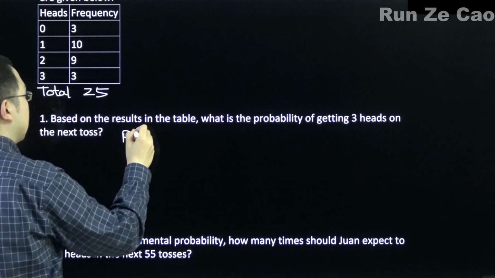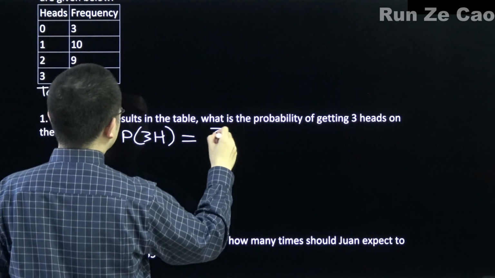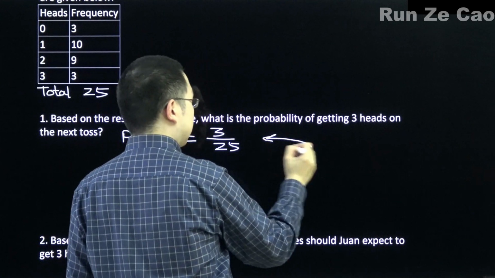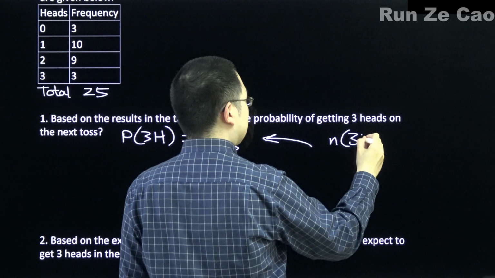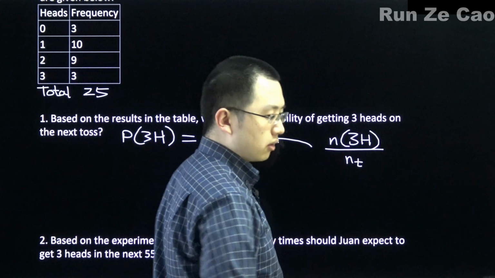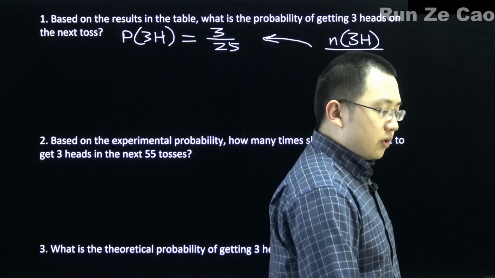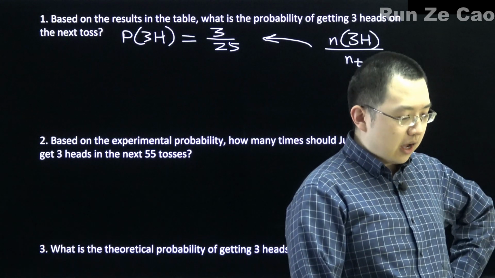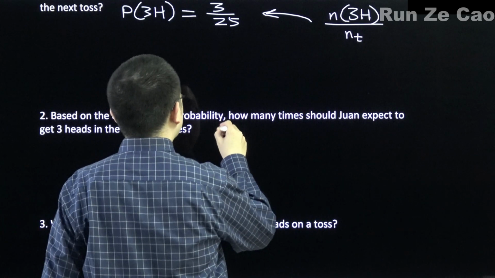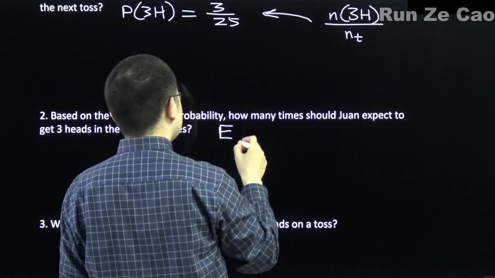Well, the probability of 3 heads, experimentally determined, was equal to 3 over 25. Specifically, this is actually supposed to be number of outcomes with 3 heads over total number of outcomes. Whether you use little t or big T may vary by convention. So, based on the experimental probability, how many times should Juan expect to get 3 heads in the next 55 tosses? Expect. This means that we don't have to get a whole number for our expectation.